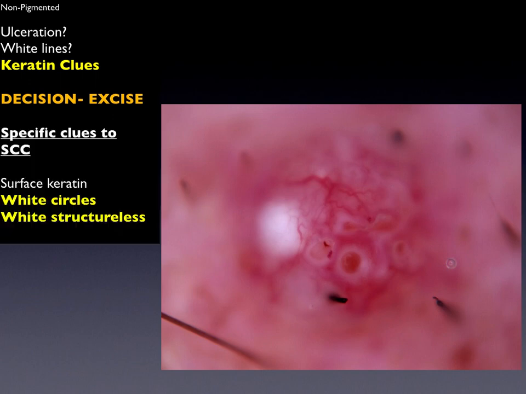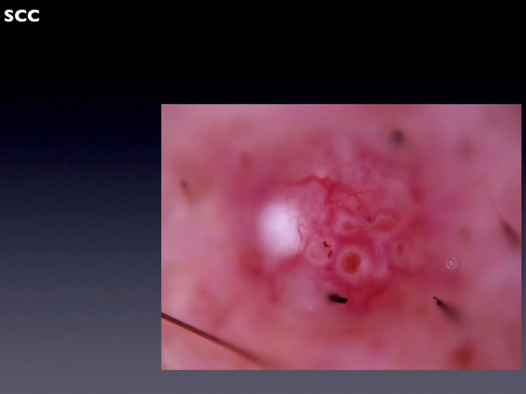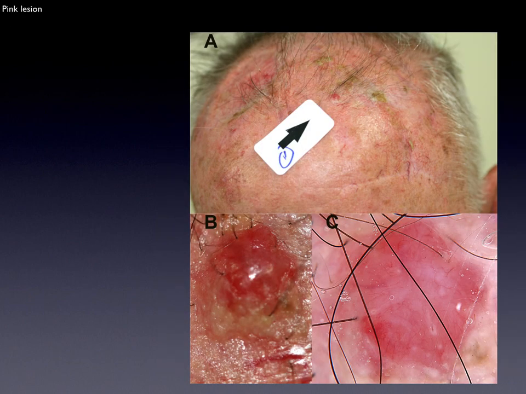The clues to a specific diagnosis are surface, well, we can't see any surface keratin, but there are white circles, very definite white circles, and a white structureless area. So in this case, we ignore the serpentine vessels, and we make a diagnosis of squamous cell carcinoma, which is the correct histological diagnosis.